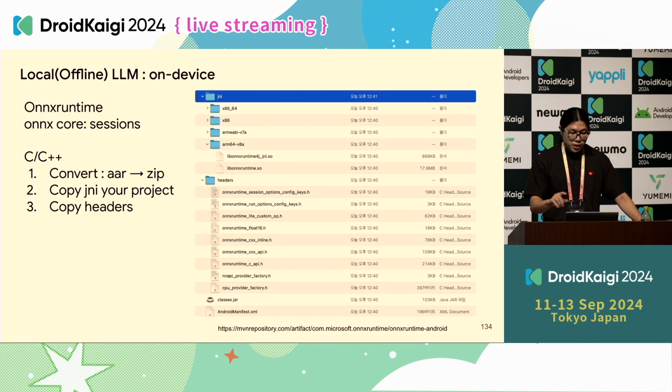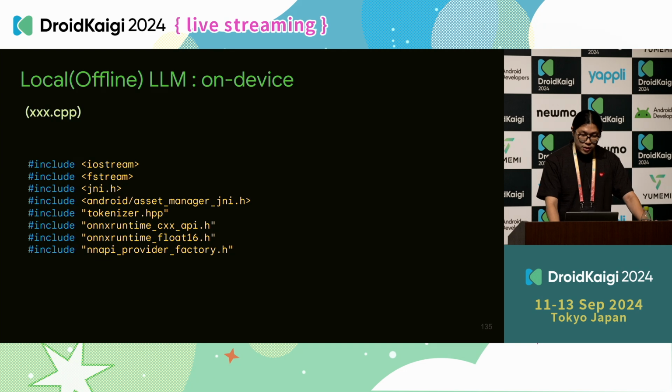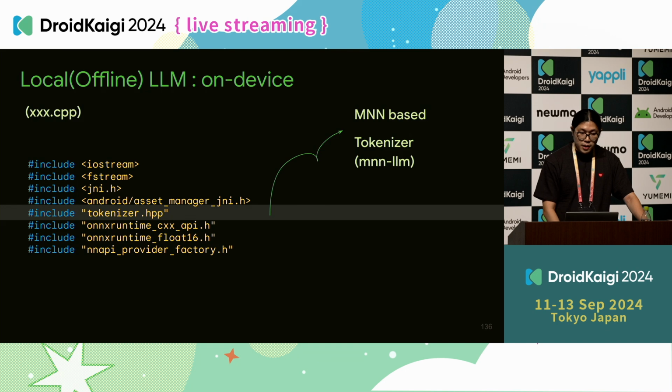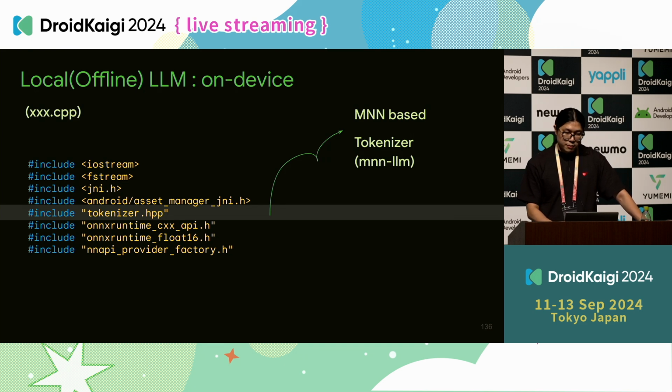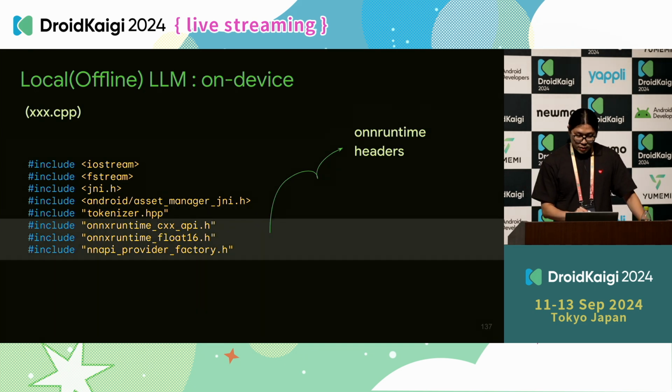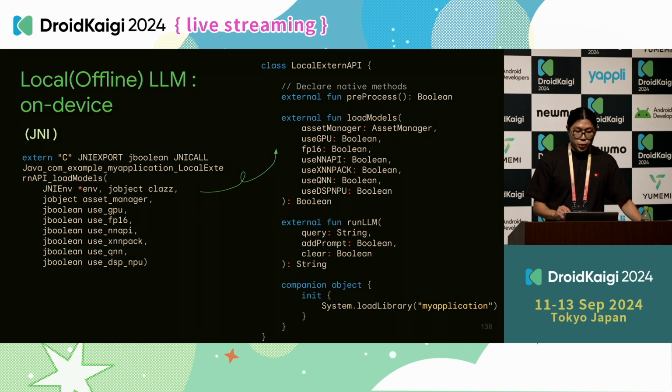Then you unzip the ONNX Runtime's Android AAR file and copy the runtime files and header file into your project. Here are the library C++ file and header files. I used the LLM tokenizer from Alibaba's MNN ML framework. I used the header to utilize the ONNX Runtime API. And you create and use functions to load the model, pre-process, and run the LLM individually. This is the JNI code.